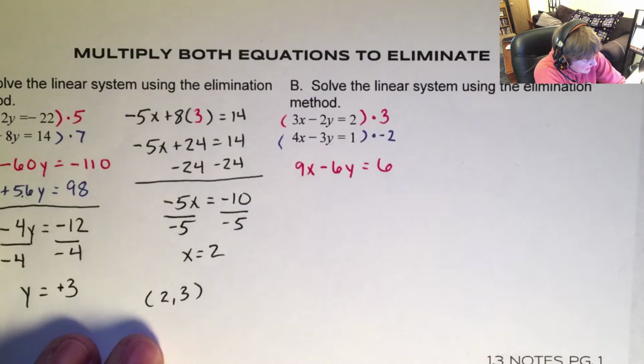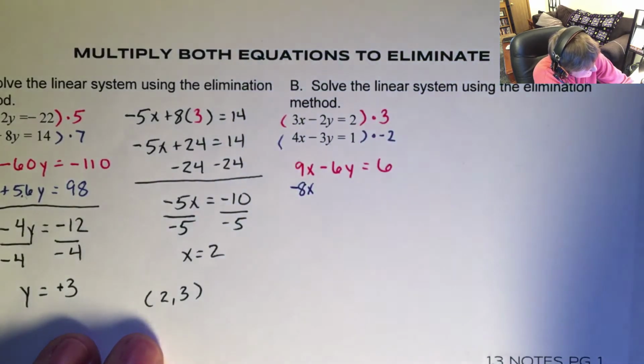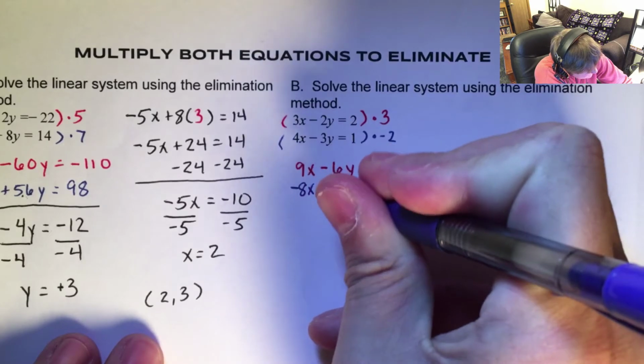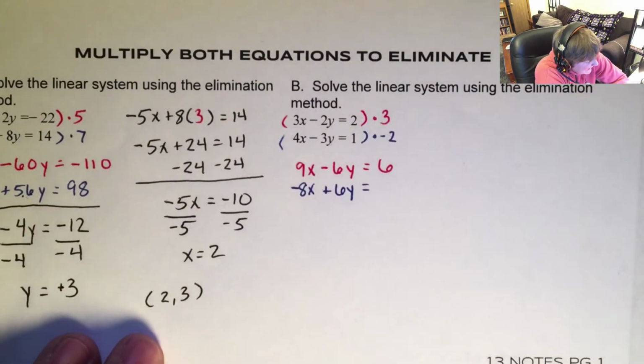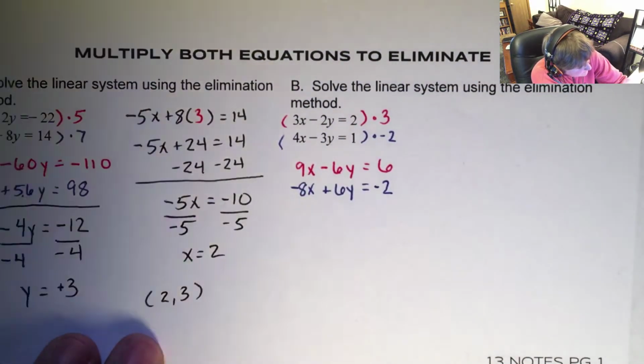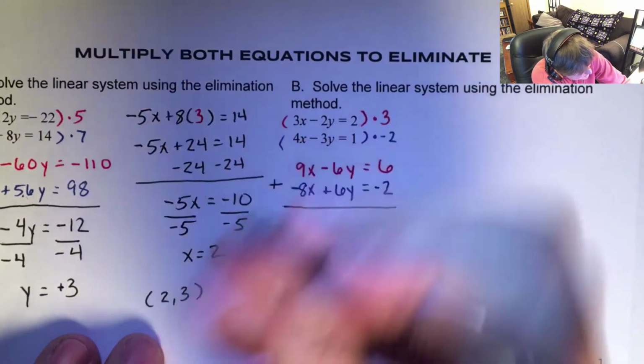Okay, and then I'm going to go ahead and distribute the bottom one. Negative 2 times 4x is negative 8x. Negative 2 times negative 3y is a positive 6y. And as you can already see, we have opposites. And then negative 2 times 1 is negative 2. Okay, I do indeed have opposites, so that means I'm good to add these 2 equations.